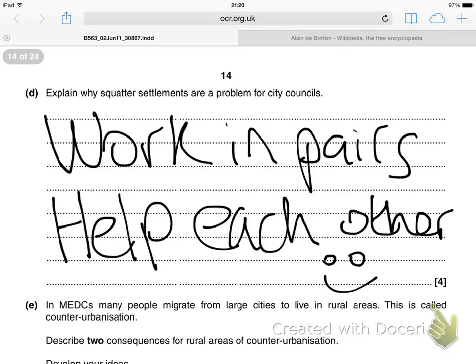Okay, for this question, explain why squatter settlements are a problem for city councils. Try and get yourself together in pairs or even on your tables as a group and come up with as many ideas as possible. This question is marked out of 4, and you can get 1 mark for each statement. So try and get a minimum of 4. Perhaps if you get a few more, you're going to get your chances up of definitely reaching those 4 marks. Please pause the projection now.